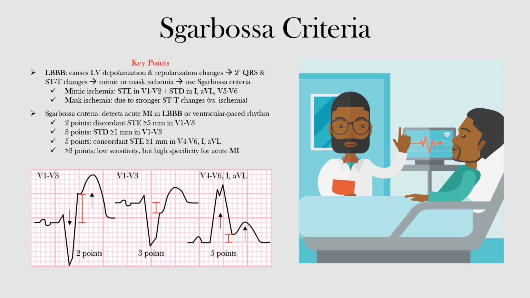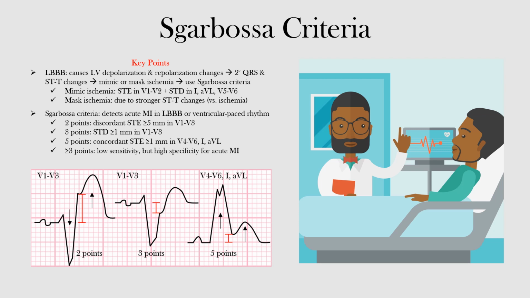Now, in order to overcome these issues, the Sgarbossa criteria has been proposed for detecting ischemia on the EKG in the presence of left bundle branch block. It consists of 3 criteria that are applicable to all left bundle branch blocks, regardless of the time of onset. Each criterion can receive anywhere from 2 to 5 points. A cutoff of 3 points or greater has been shown to have a relatively low sensitivity but very high specificity for acute MI. So let's take a look at this criteria.